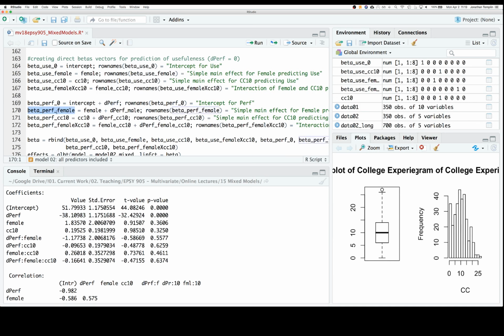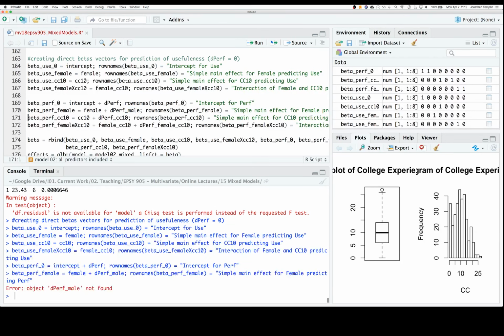What does beta performance female represent? Well, this is the difference in males and females on performance, and how we calculate that again is we take female and add to it the effect of performance on female. So this sum right here represents that. And that's what we end up doing right here. So here, this is our beta performance female. Of course, my syntax has an error in it. Didn't catch that before.